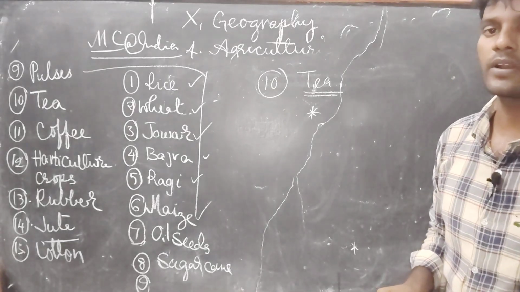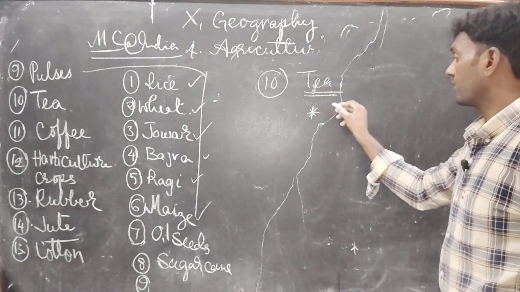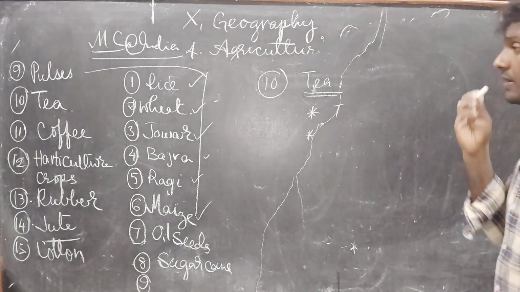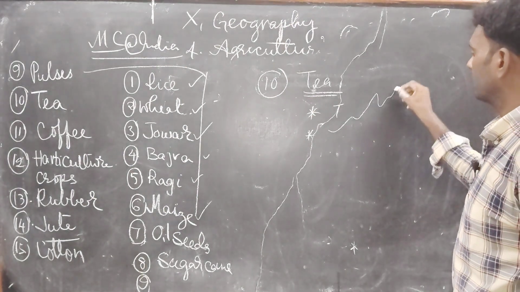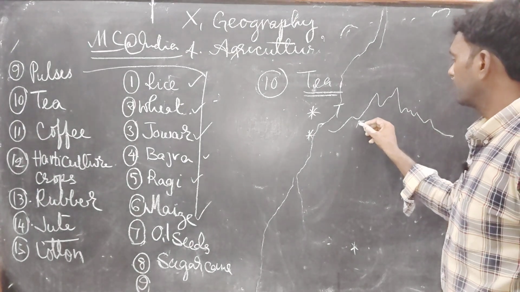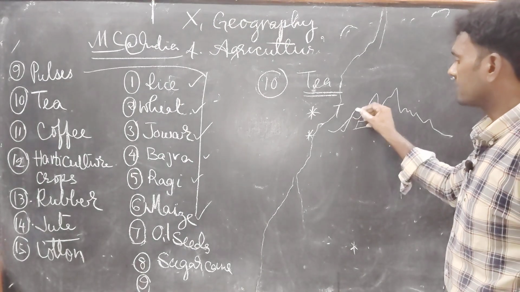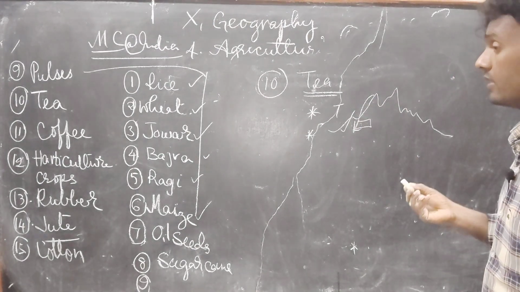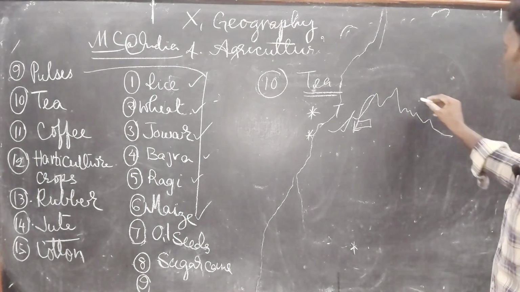Tea is a tropical crop. It needs very pleasant weather, like hilly and mountain areas. See what kind of weather they have. They have fertile soils and also well drained soils. They need well drained as well as fertile soils. And also they grow on hill slopes.